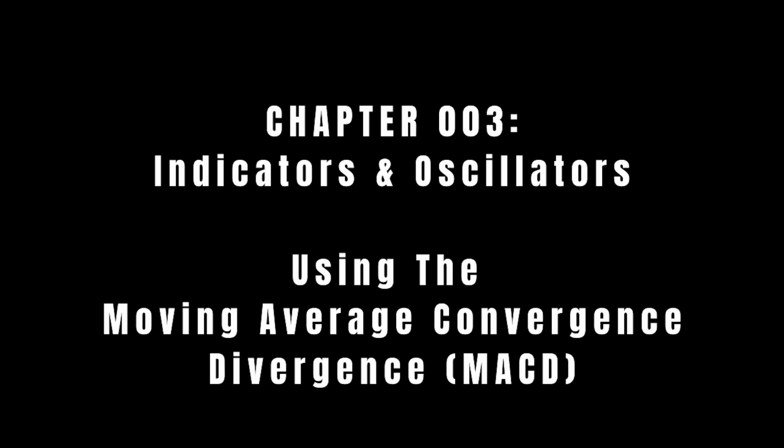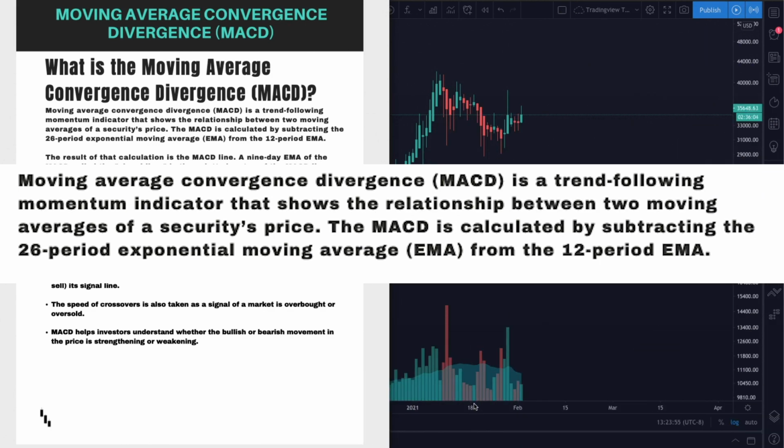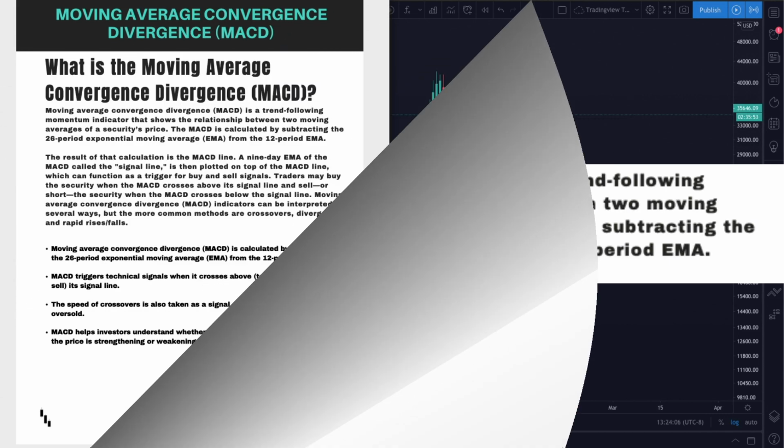All right, moving right along, the last indicator we're going to talk about here in Chapter 3 is the Moving Average Convergence Divergence Indicator, or the MACD. Now, the MACD is a trend following momentum indicator that shows the relationship between two moving averages of a security's price. The MACD is calculated by subtracting the 26-period EMA from the 12-period EMA.